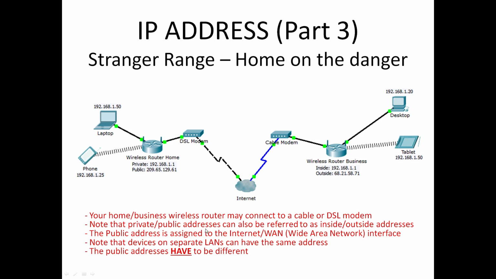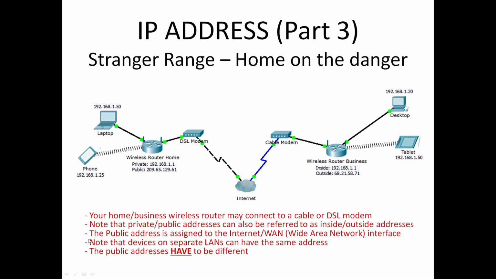Now the public address is assigned to the internet or WAN interface of the router. This right here is my internet interface. It's what connects to the internet. So on both sides of this interface right here, the internet or the WAN, the wide area network interface, is what has this actual public address, or the outside address, assigned to it. So it's assigned right there on both sides.